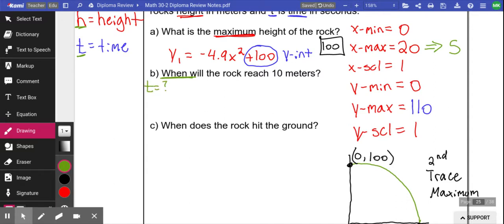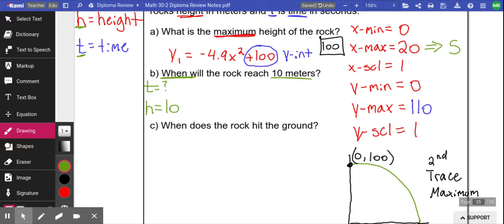That means they must have given me h. It's pretty clear on this one. When will the rock reach 10 meters? They told me h equals 10. That might seem tedious, but when you get to a problem where you don't know what they've told you or you don't know what they're asking, then doing that might help you a lot. I know one, I don't know the other. They have to give you that info. There's no way they can leave both out. It wouldn't be possible.